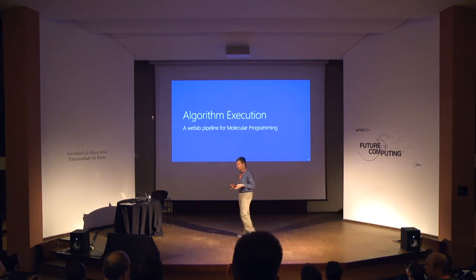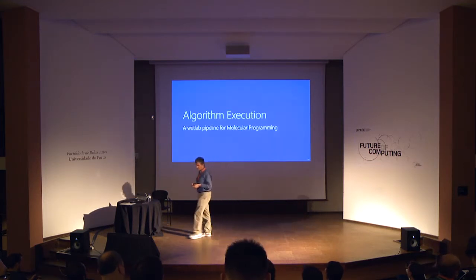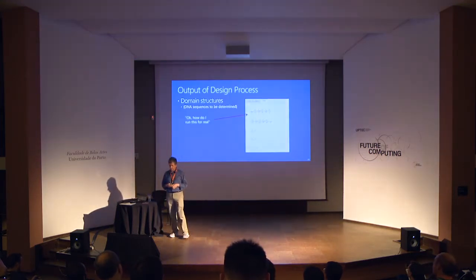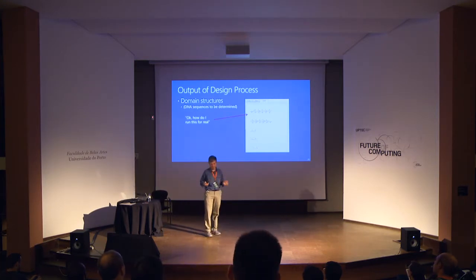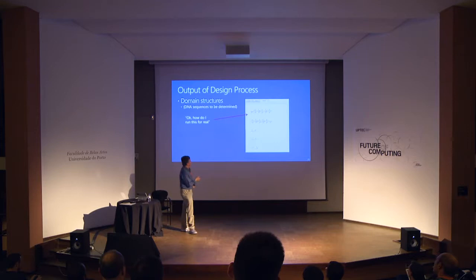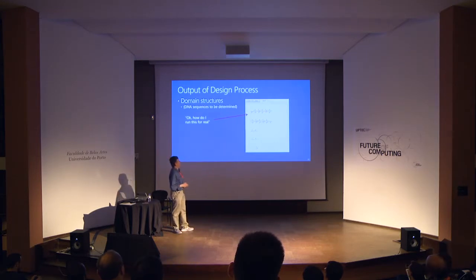Then you actually want to execute this in a wet lab. So how do we do that? Well, suppose we've done the design and we've debugged it and we think it's correct. And now we want to build this thing here. We want to build these five strands. So how do we get molecules out of this design?